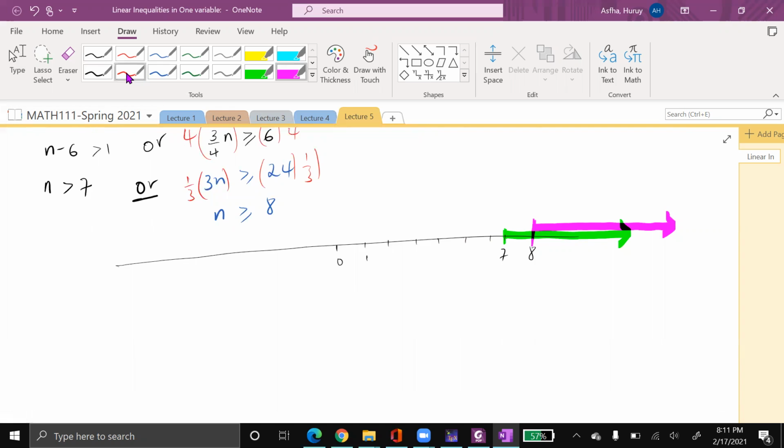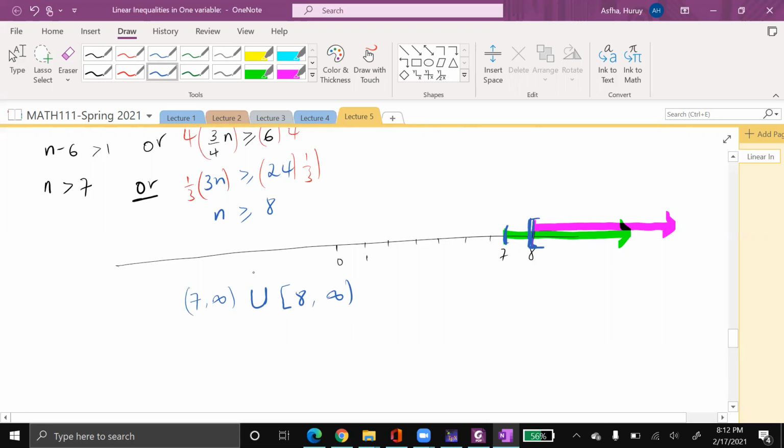And what does this mean? Let's put here, this is not included. So this is just a parenthesis. And the second one is a square bracket, because 8 is included. Now the green one is 7 to infinity. Now since this is OR, I use the union. And the second interval is 8 to infinity.